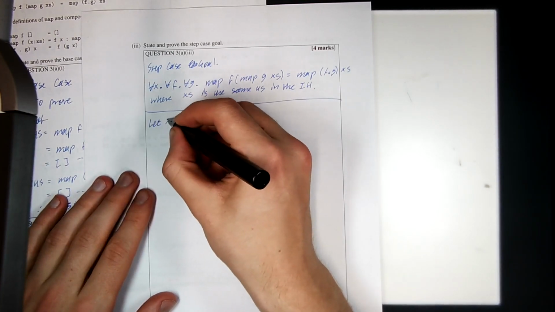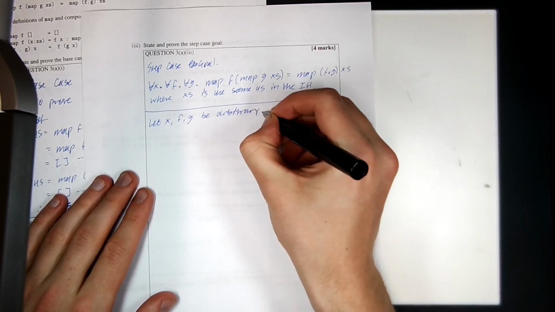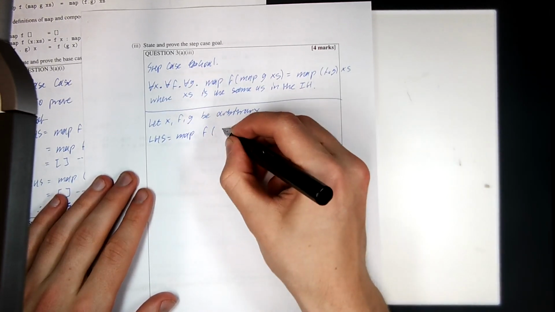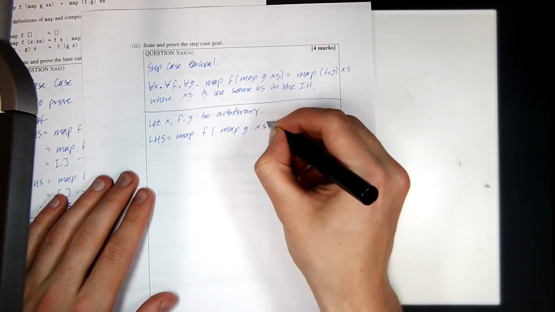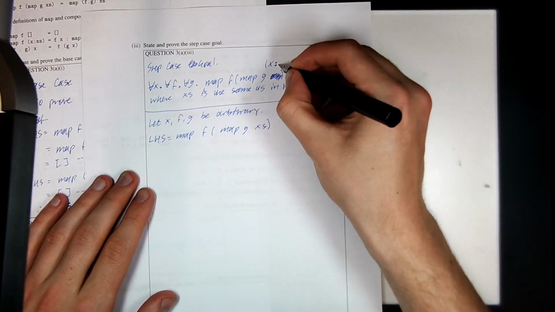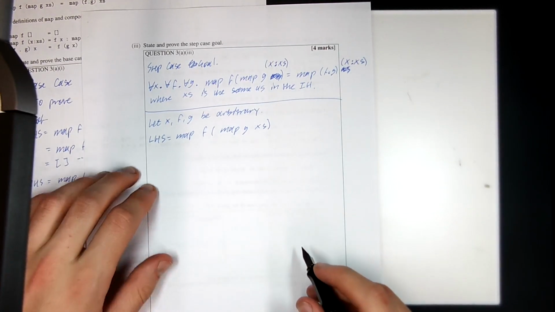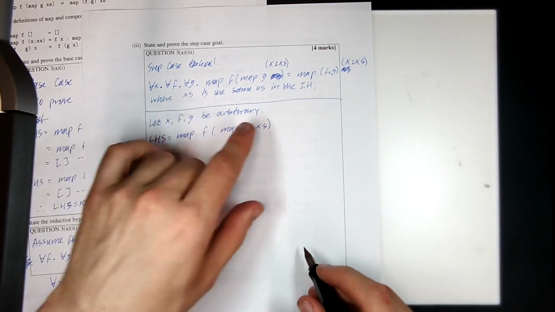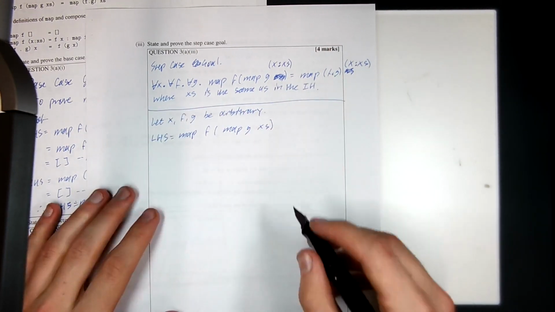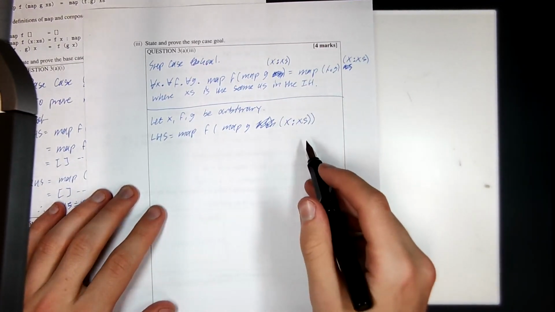I'm going to let x, f, and g be arbitrary. And we'll start with the left-hand side, which is map f (map g (x cons xs)). Oh, whoops! I've left out my x cons xs. There, that's better. So, for all new elements x and for all functions f and g, prove that mapping f and mapping g on this list is the same as mapping the composition over that list. So, my mistake. That's better. So, start with the left-hand side.